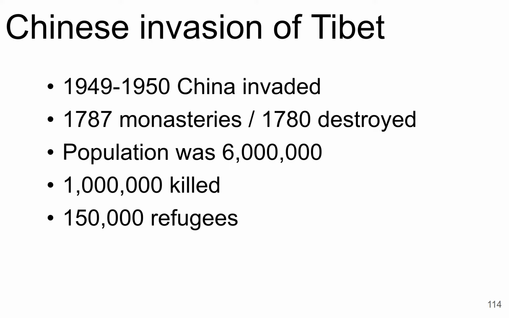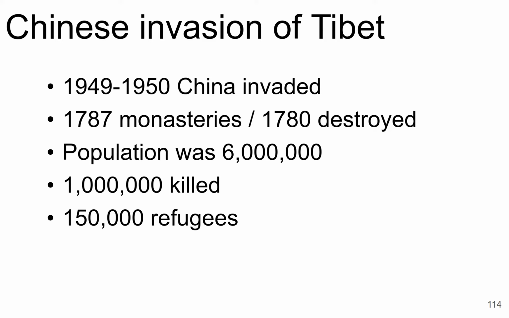Tibet was really rare in that the head of the church was also the head of the state. It was a theocracy. Some of the Muslim states are close to this, but there's nothing at the time that approached this level of integration between religion and politics. And so part of this was the destruction of the Tibetan culture, the language, the religion.